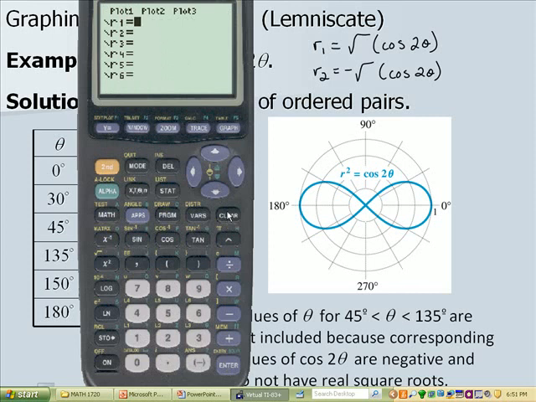And now let's go to y equals and graph the square root of the cosine of 2 theta and then the negative square root of the cosine of 2 theta. We hit graph. You'll see that we get the same picture, and this is what we call a lemniscate. Kind of looks like an infinity symbol.